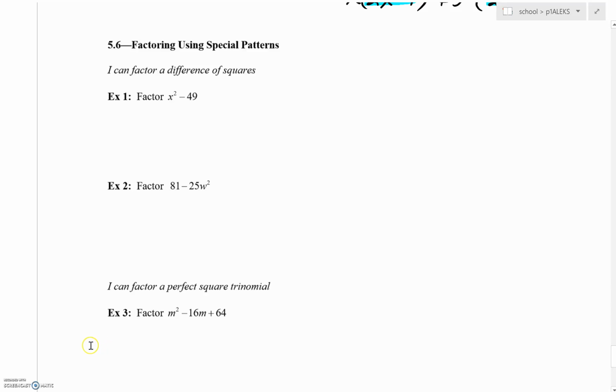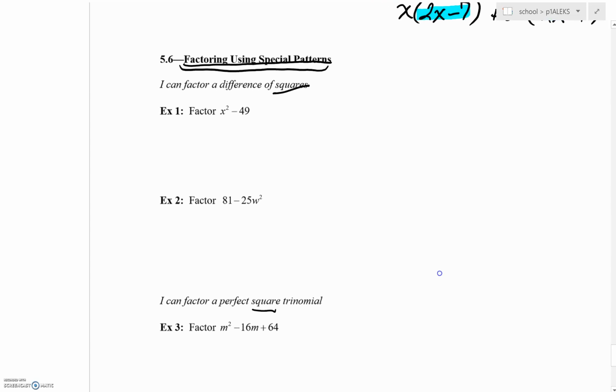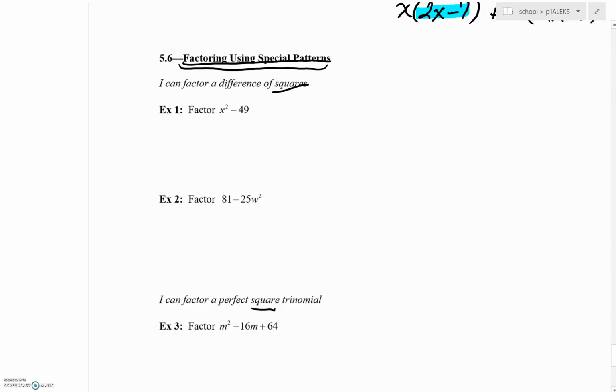Algebra 2, we're looking at lesson 5.6, and it's really a very special section, factoring using special patterns. Both of the different types of problems we're going to do today involve squares. You can see as we look at one learning target and another, we're going to be talking about squares. So I think it could be helpful for us to review squares first.